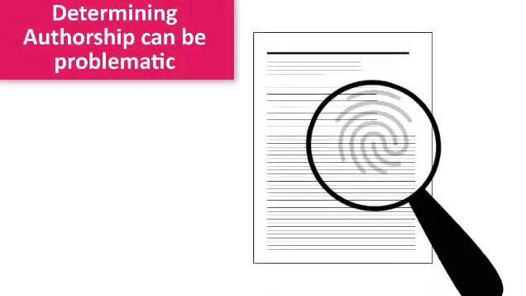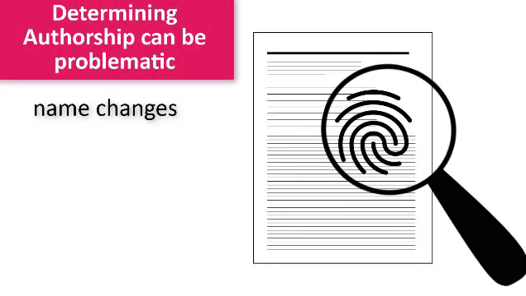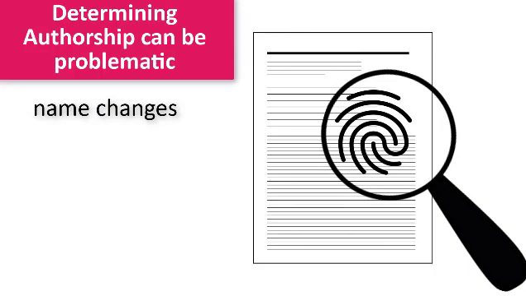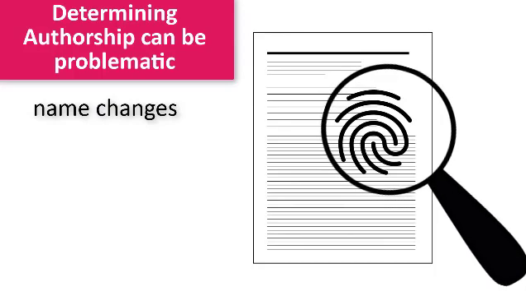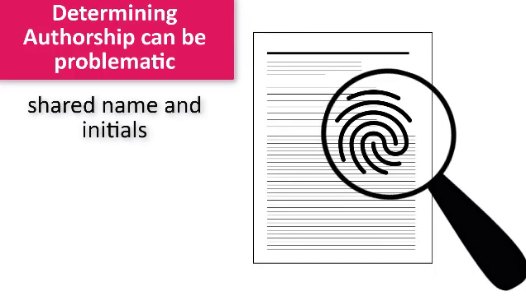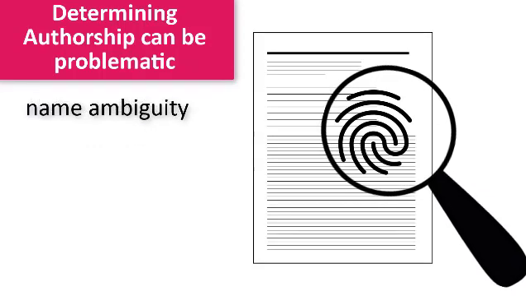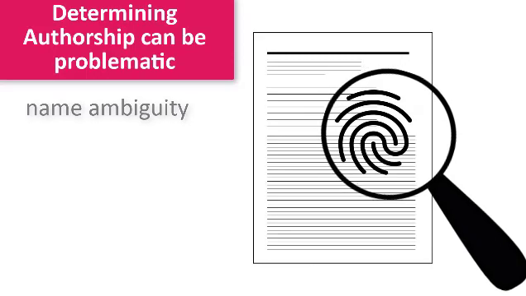Searching for papers written by a specific author can be challenging. Authors may have changed their name over time, or may have the same name and initials as another researcher. Author name ambiguity makes it difficult to find and assess the work of individuals.